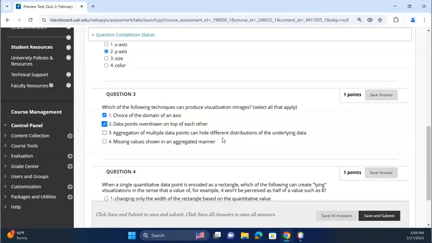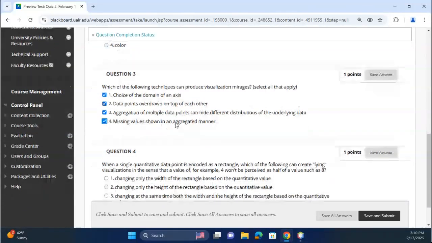Aggregation of multiple data points can do that. You saw that right at the beginning, where 2 points and 1,000 points that look completely different can produce the same bar chart because they're aggregated. And when we have missing values, it's hard to make visualizations that convince the user to analyze the fact that there's a missing value. So all of them can produce problems.